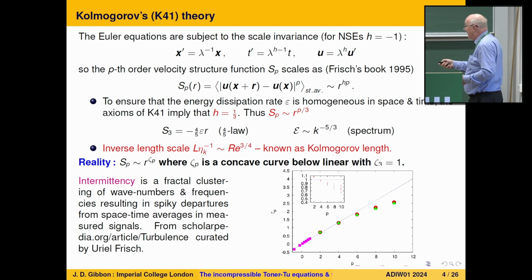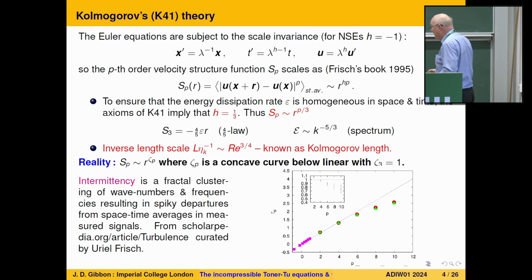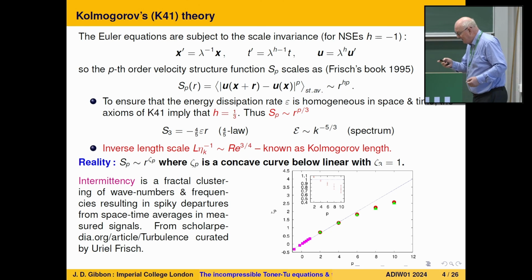If you look at S_p scaling like r to the zeta_p, instead of zeta_p being a straight line, p over 3, and you can see p is 3, you have 1 there. Basically, you get a concave curve below linear. And this is attributed to intermittency. Now, we're going to come back to this soon.